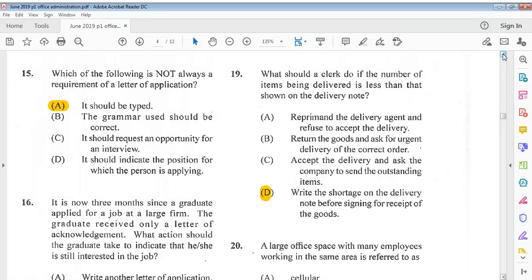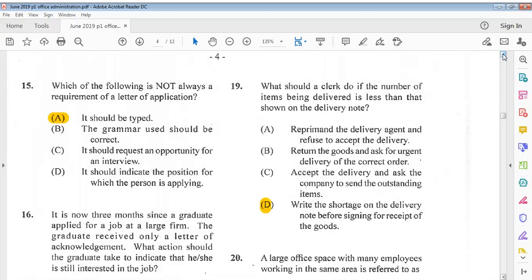Let's move on to question number 19. What should a clerk do if the number of items being delivered is less than that shown on the delivery note? A, reprimand the delivery agent and refuse to accept the delivery. B, return the goods and ask for urgent delivery of the correct order. C, accept the delivery and ask the company to send the outstanding items. D, write the shortage on the delivery note before signing for receipt of the goods.